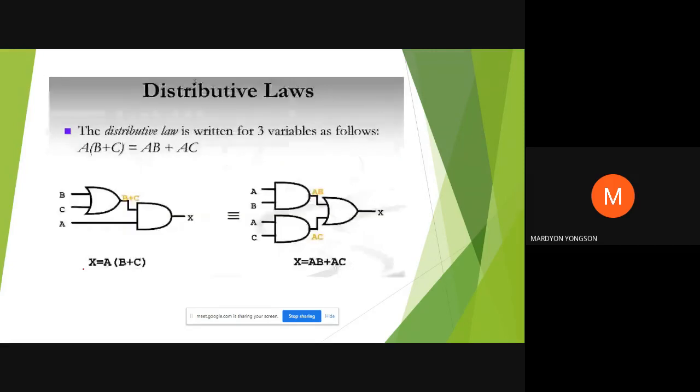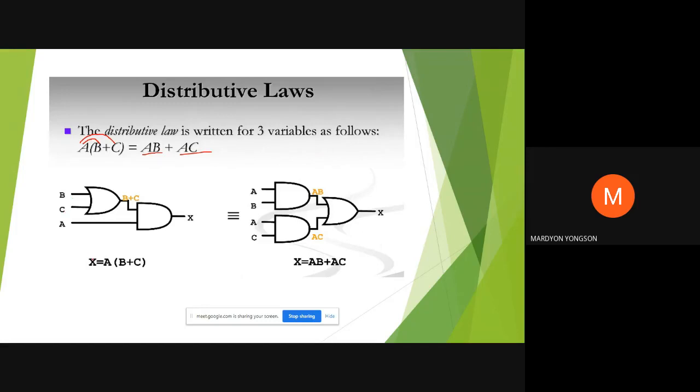And then next you have distributive law. So the distributive law is written for three variables as follows. So we have A times (B plus C) equals to AB plus AC. So the distributive, we distribute lang yung variable. So we have A times B, and then we have A times C.